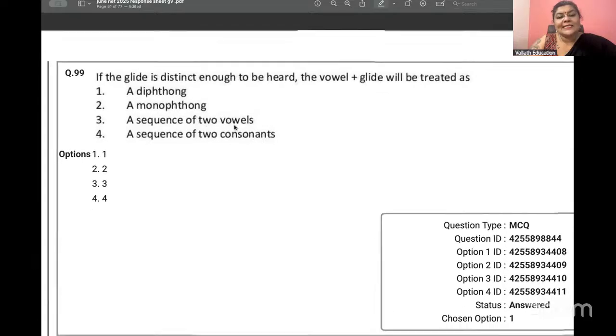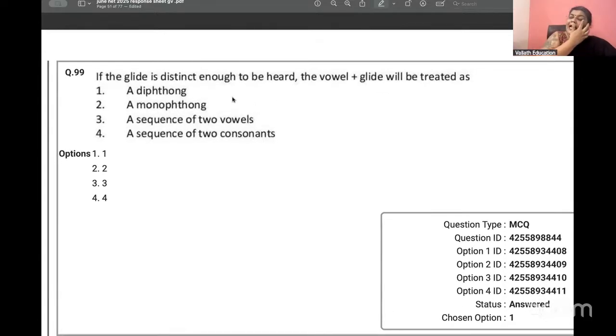If a glide is distinct enough to be heard. Okay, glide. Glide is heard. Glide means what? Diphthong. V plus V. Diphthong. Vowel plus vowel. The vowel plus glide will be treated as, I think, more mathematics than linguistics. Vowel is V plus V. 3 V's we have. It cannot be a sequence of 2 consonants. Nonsense. It cannot be monophthong. If there are 3 vowel sounds, will you have monophthong? Already glide is diphthong. With that, one more vowel is there. So you should write sequence of 2 vowels.